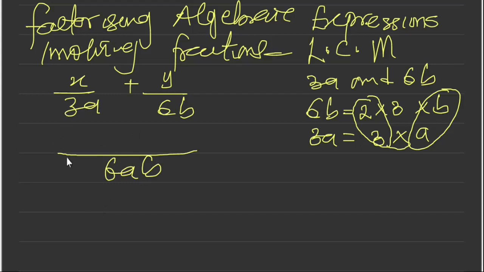6ab, 3a goes in, and when you divide by 3a, it will still give you 2b, so it will be 2bx plus ay over 6ab. Here 6 cancels 6, b cancels b, and it will remain a, so it will now give you a y. That's all. So that is how we factorize algebraic expressions involving fractions.